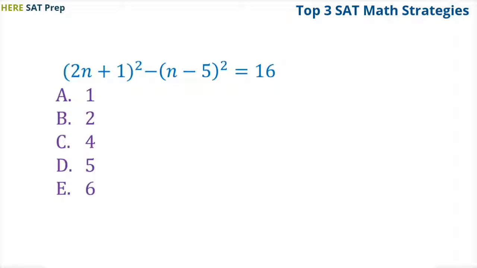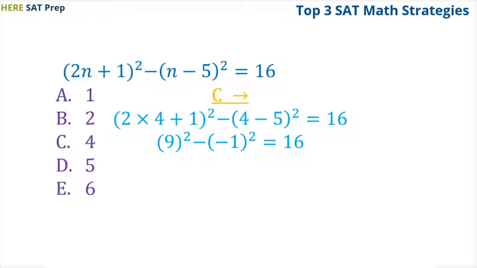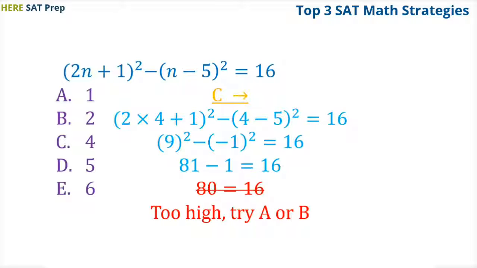For this question, we should recognize that it would take quite a while to FOIL out the entire problem and find the roots, so this would be a perfect question to use the answer choices for. So let's start by trying choice C, which is 4. When we plug 4 in, we end up getting 9 squared minus -1 squared equals 16, which simplifies to 81 minus 1 equals 16, which is 80 equals 16, which doesn't work. We see that 80 is too big, so let's try one of the smaller choices.